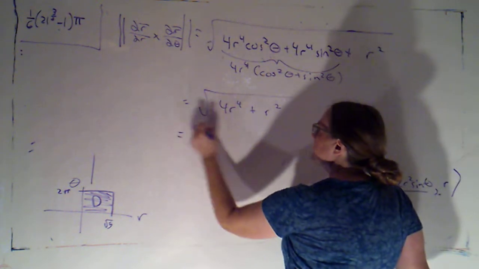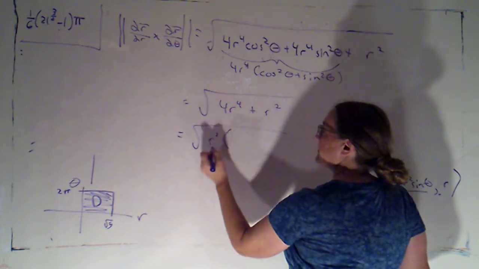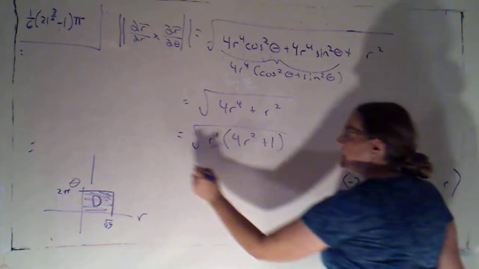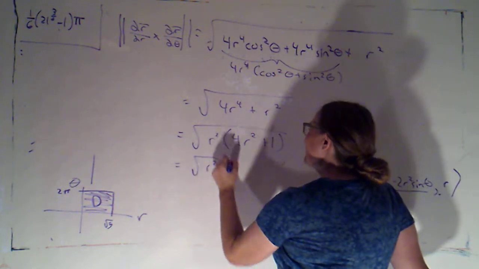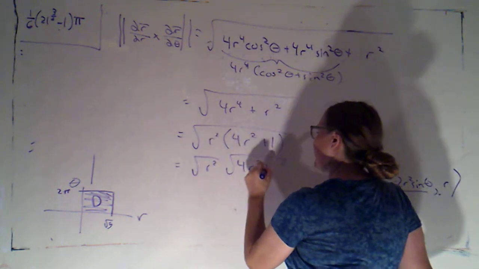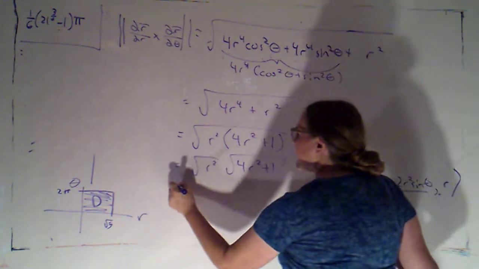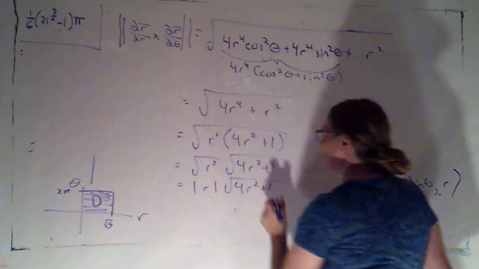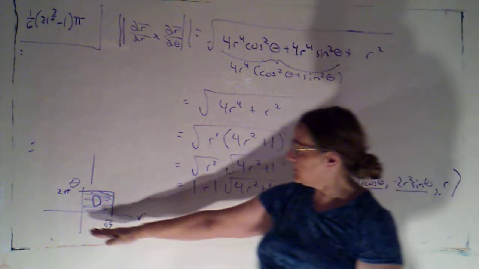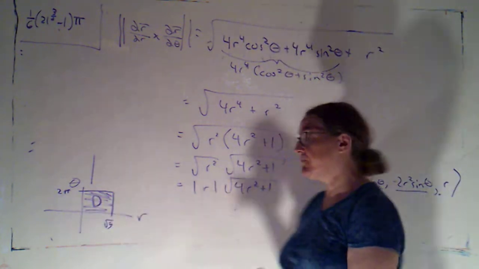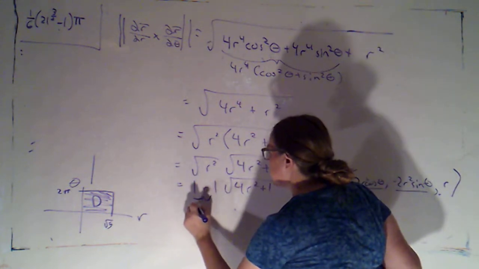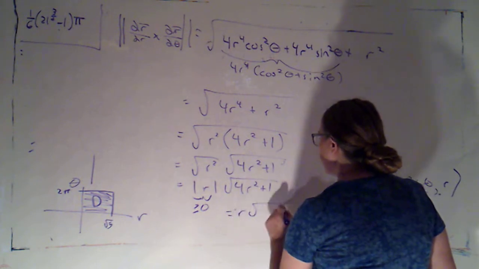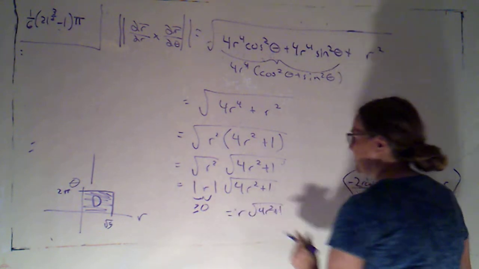So I can factor out an r squared. And then it's times 4r squared plus 1. So that's the square root of r squared times the square root of 4r squared plus 1. That's the absolute value of r times root 4r squared plus 1. But r was varying just from 0 to root 5. So that's bigger than or equal to 0. And so this becomes just r root 4r squared plus 1.